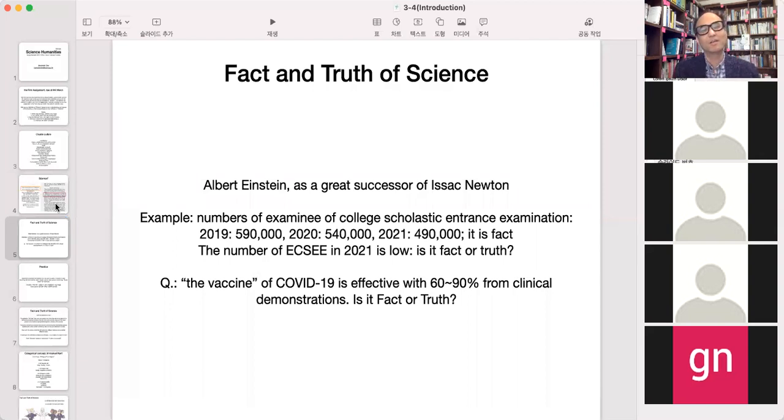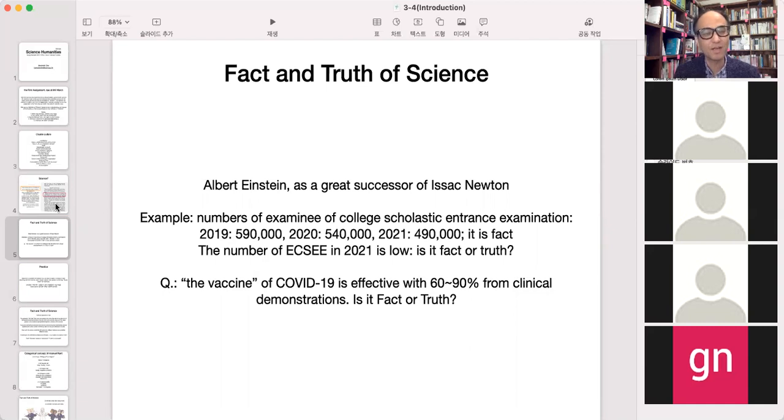Okay, once again, Albert Einstein as a great successor of Isaac Newton. Do you agree? Why is he a representative of a great successor of Isaac Newton? Anyone can answer. Okay, please. If you're a shy person, you can write your answer at the app of Street Smart. Why do people actually consider Albert Einstein as a great successor of Isaac Newton? Why not other scientists? I think this is very important.